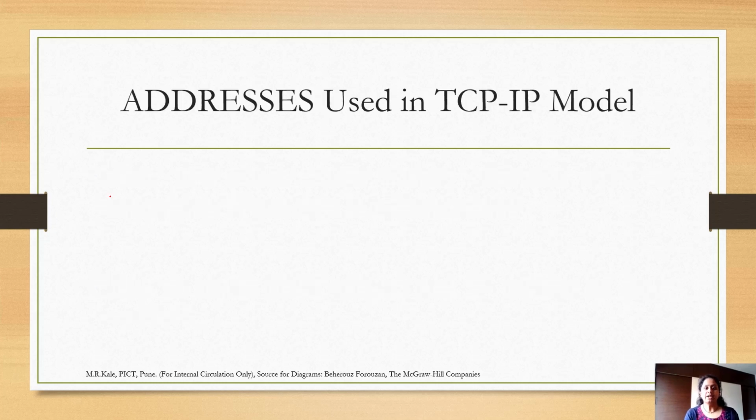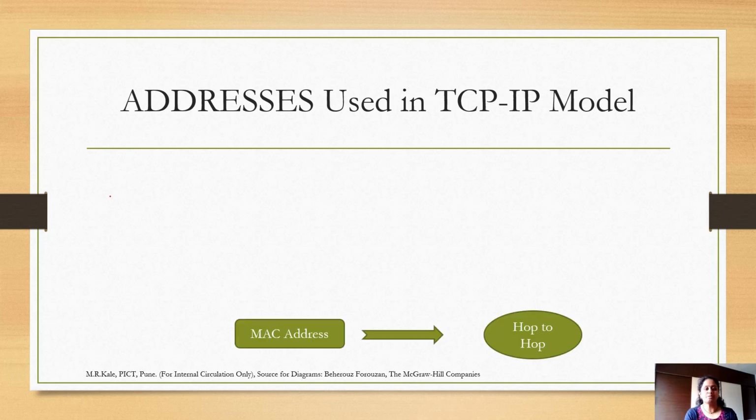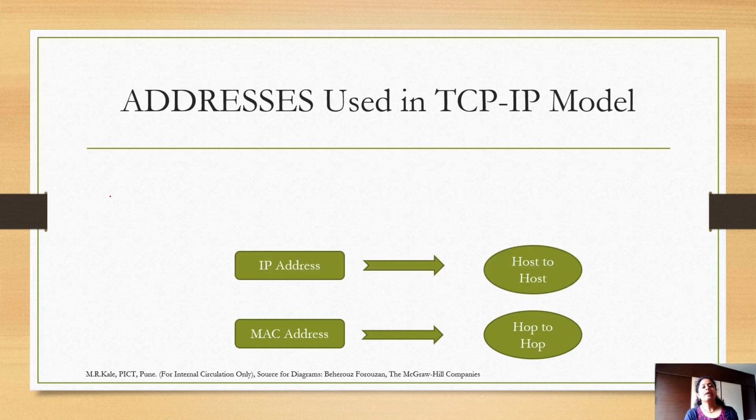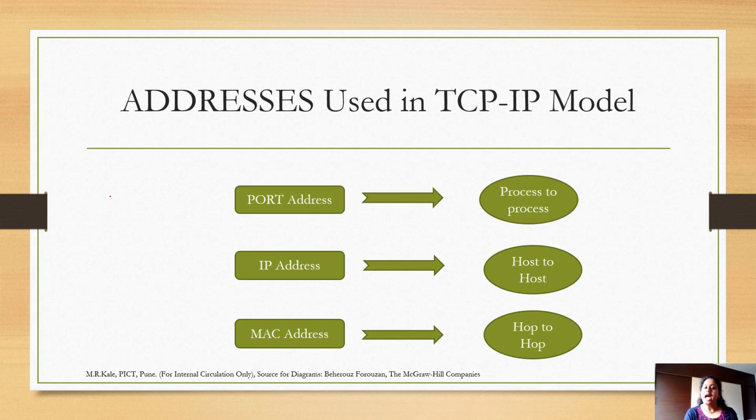The next topic is the addresses used at specific layers and for which purpose. MAC addresses are used for hop-to-hop communication. IP addresses are used for host-to-host communication, and port addresses are used for process-to-process communication.